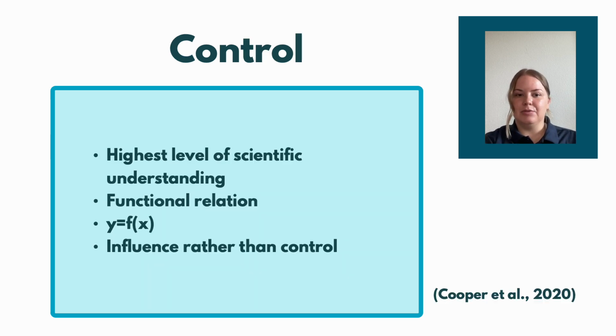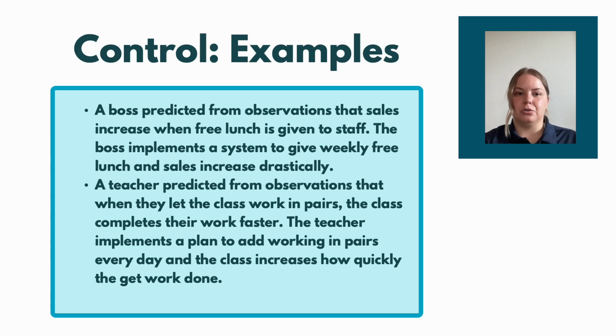Control is the highest level of scientific understanding, and it demonstrates a functional relationship. And we often like to refer to control as influence rather than control. Some examples of control include, a boss predicted from observations that sales increase when free lunch is given to staff. The boss implements a system to give weekly free lunch and sales increase drastically. Again, we're showing that experimental control.